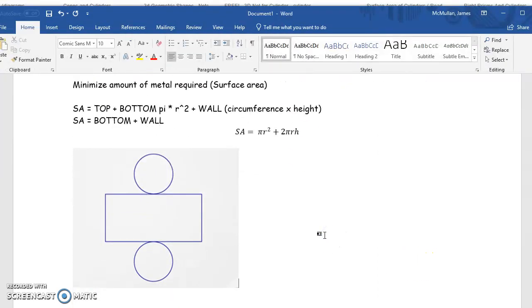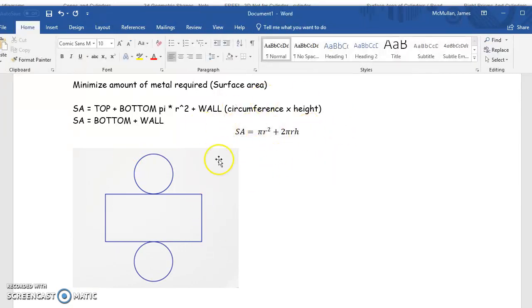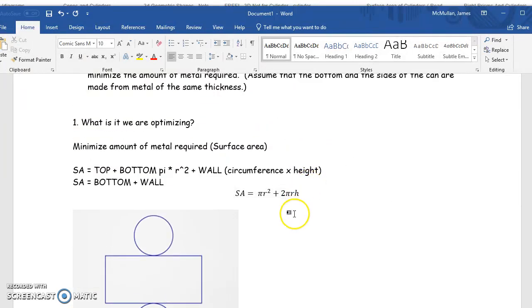And 2 pi r h, where is this coming from? 2 pi r is the circumference of the circle, which you can imagine would have to be equal to the length of this part of the rectangle. This dimension of the rectangle would have to wrap completely around the circle. So that's how we're getting that one. And then the height would simply be the height of the can. So we have surface area is equal to pi r squared plus 2 pi r h.